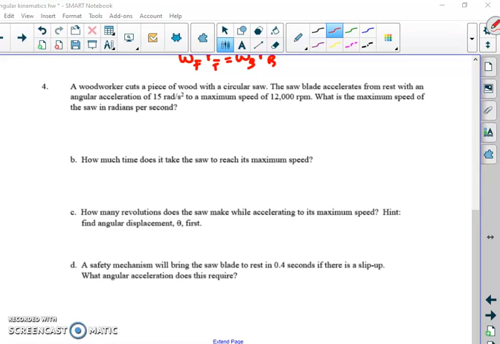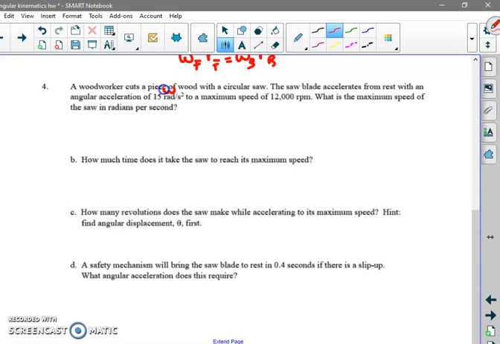All right, so let's pick up where we left off. We're going to start with number 4 on the angular homework. This is more of a kinematics type problem. We are given an angular acceleration, so that's alpha. So I'm going to go through the process of labeling all the things.